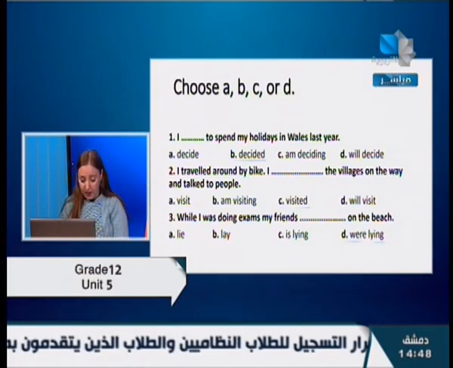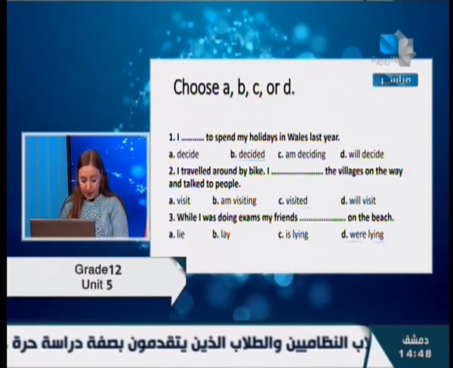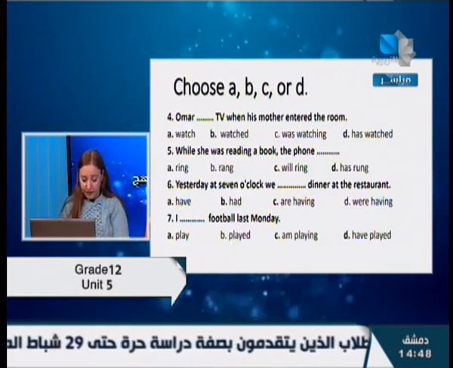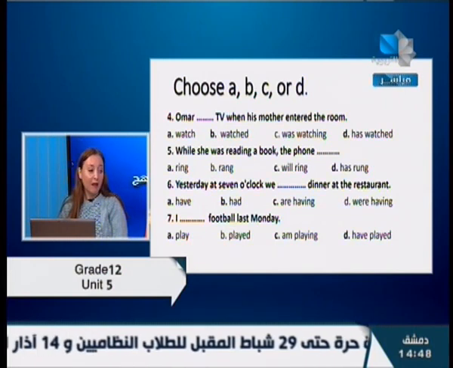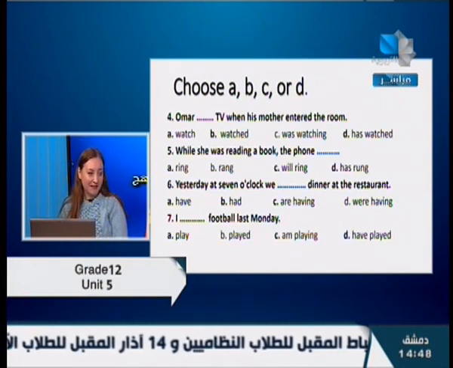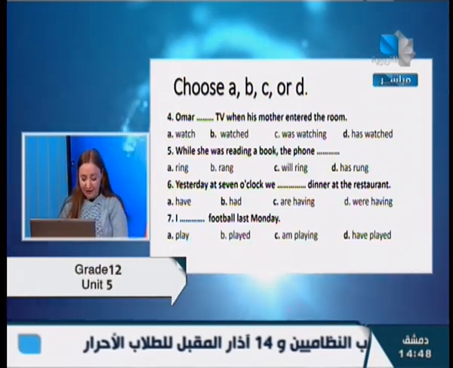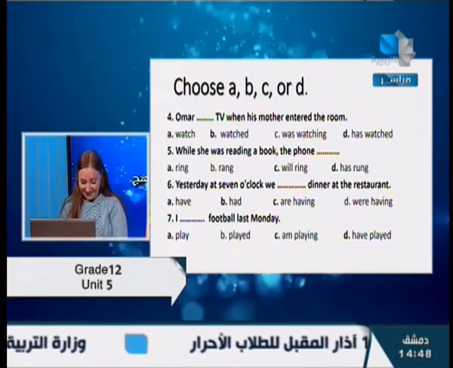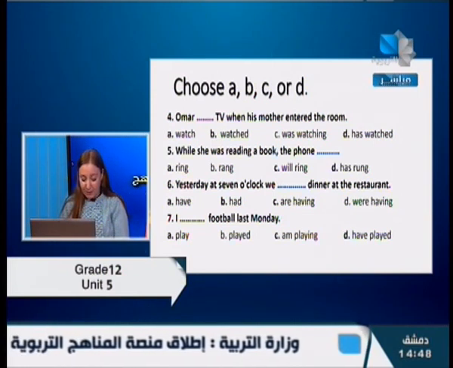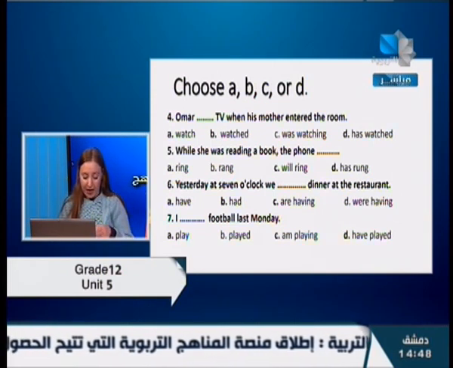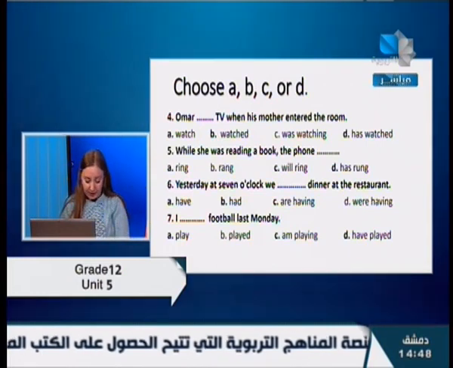So number 4: Omar TV when his mother entered the room. So here we have when. Doesn't go. Now it goes. Now it is moving. I tried to move the slide, but it didn't work until now. So Omar TV when his mother entered the room. Here we have when and we have simple past tense.